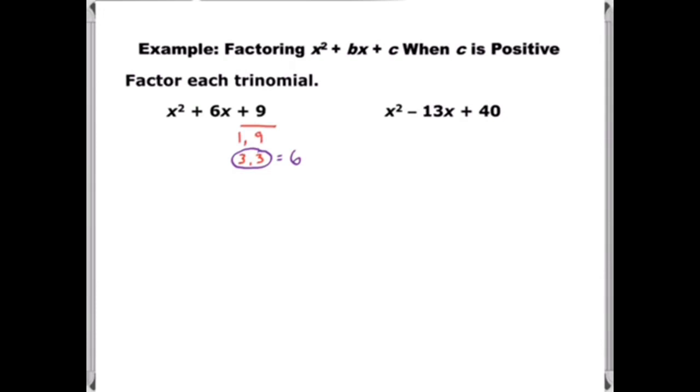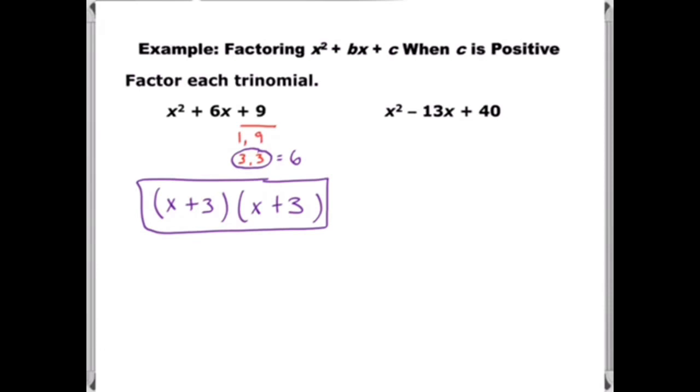So these are our two factors, and to create our two binomials, we put an x in one parentheses and an x in the other, and then we input our two factors. We put plus 3 here and plus 3 here. So these two binomials, when FOILed, create this trinomial here.